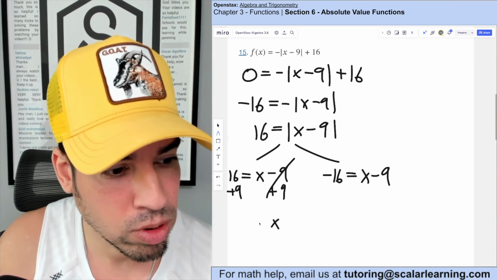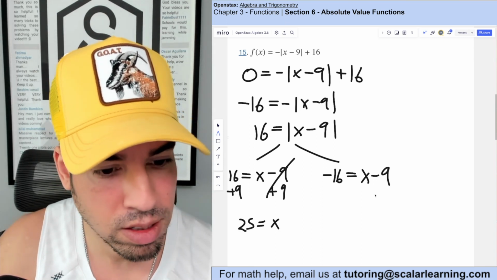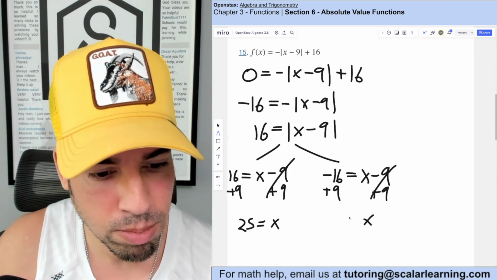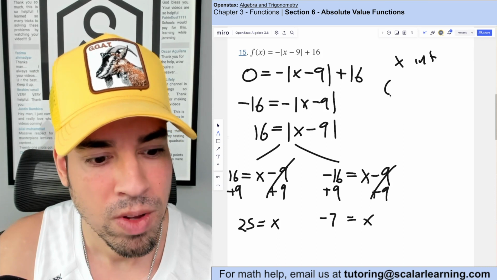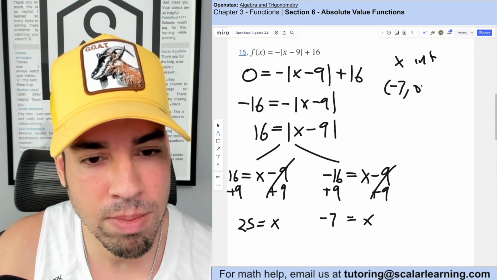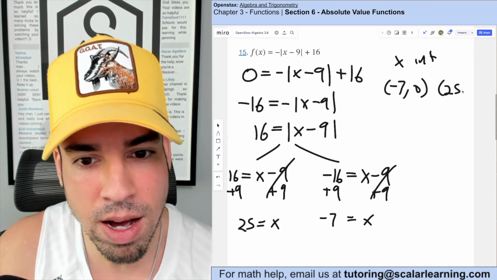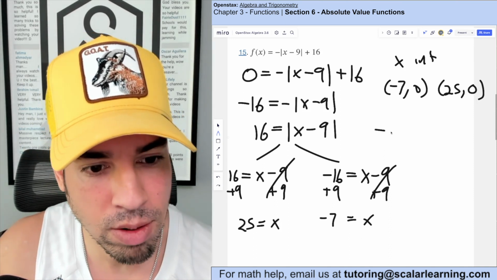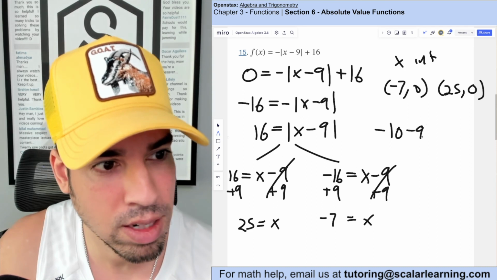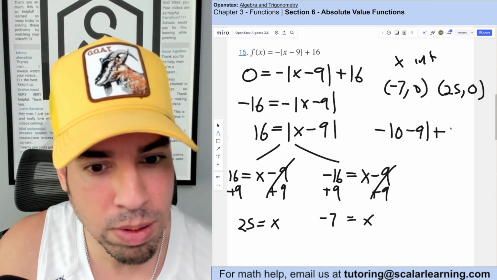Now we're going to solve for x. So adding 9 to both sides, we get 25, and same thing here. We get -16 plus 9 is -7. So my x-intercepts, therefore, are -7, 0, and 25, 0. And now here for the y-intercept, we're going to plug 0 in for x, and we've got 0 minus 9 in absolute value plus 16.